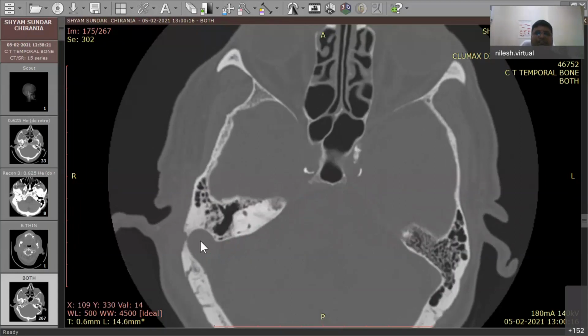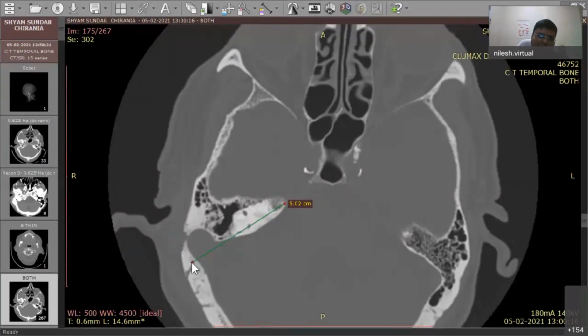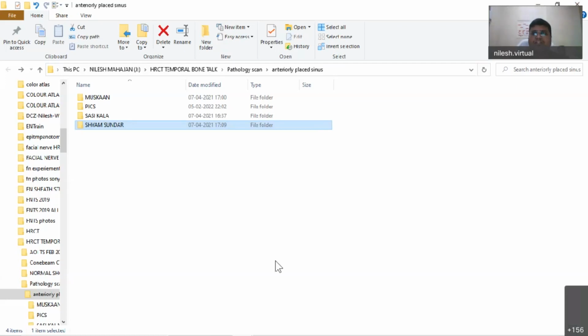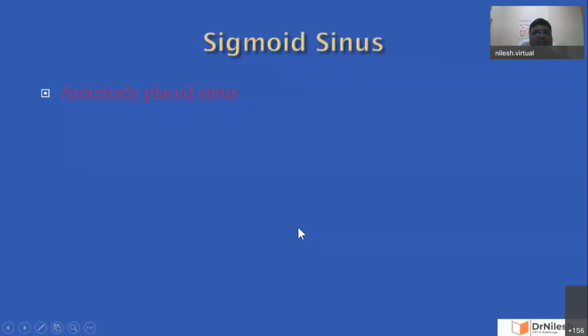So like this, visually also and technically also, you should be able to make out that sinus is anteriorly placed in these cases. Because sinus is the most bothersome part whenever we start the drilling in the mastoid cortex.